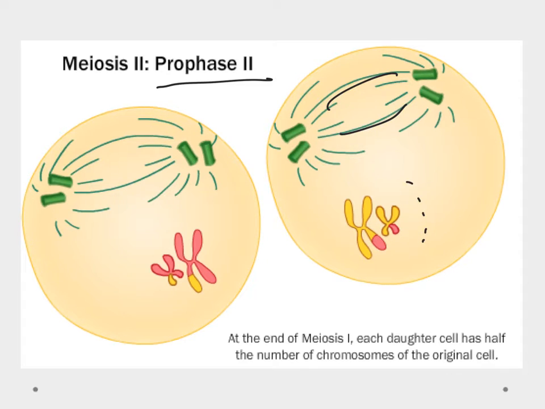Also, take notice that now, instead of having one cell going through the process, we have our two daughter cells going through the process. And because these are the daughter cells and we separated the chromosomes, each of these daughter cells is going to have half the number of chromosomes as the original cell.